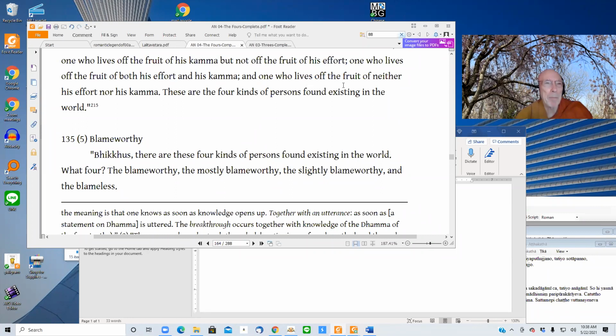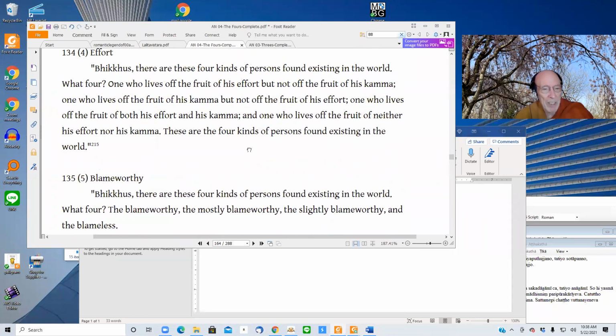Maybe this would be like the typical, maybe traditional Buddhists, even in the Buddhist countries, whose Dhamma practice extends to occasional ritual ceremonies where they do the three refuges and recite the five precepts, but they don't make a diligent effort even to keep the precepts, and they don't have past merits ripening to help them advance in their practice. So those are the four kinds of person found existing in the world.